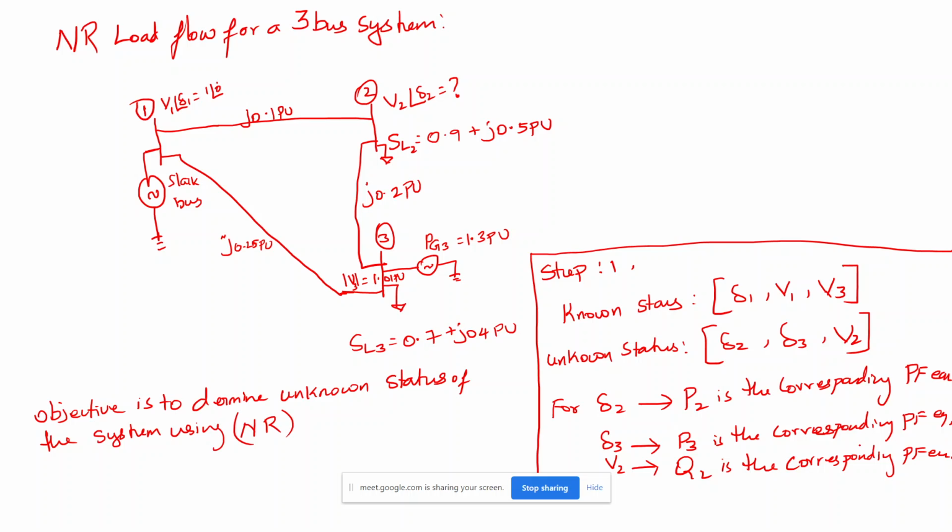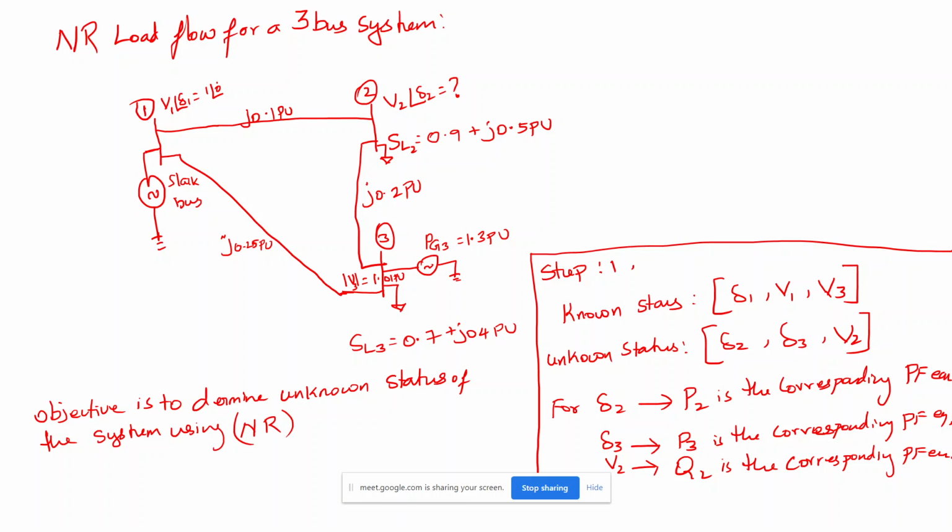What is the PF equation? It is nothing but the power flow equation. We know the equation for P, and we know the equation for Q, because in the last class we derived these equations. So if you want to find delta 2, we need to derive V2. If you want to find delta 3, we need to derive P3, and if you want to find V2, we need to derive Q2. So this is how the clarity should be there in step 1.